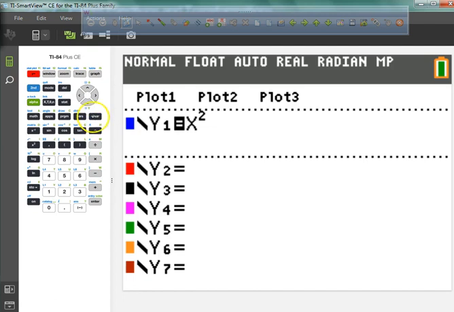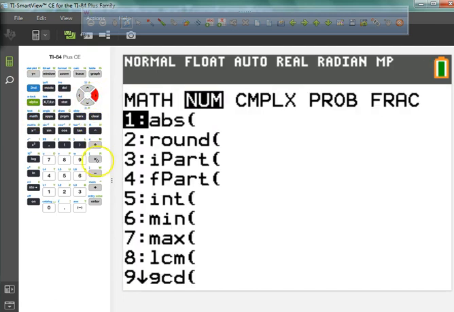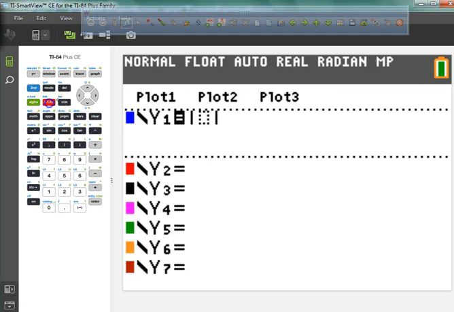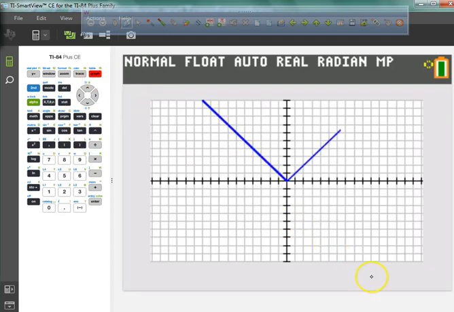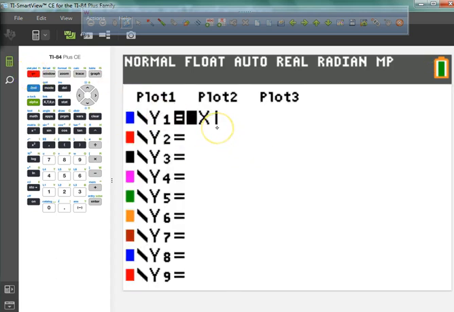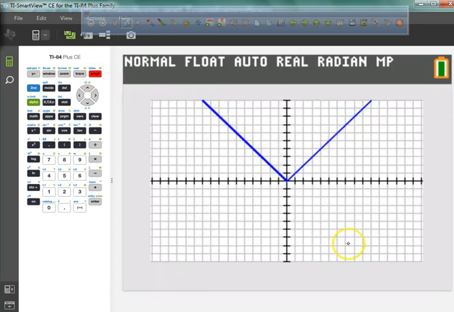Your parent function for absolute value, math, right arrow, enter. Here's your parent function for absolute value. Okay? What does the equation look like? Y equals the absolute value of x. What does the graph look like? This.